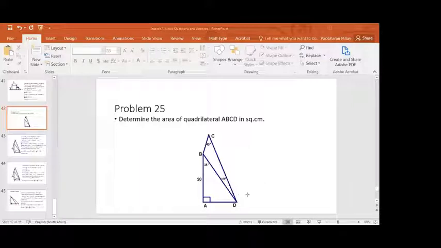You see, what I do is I create an isosceles triangle. You see, I got 20 here. So what I do is I extend this thing.